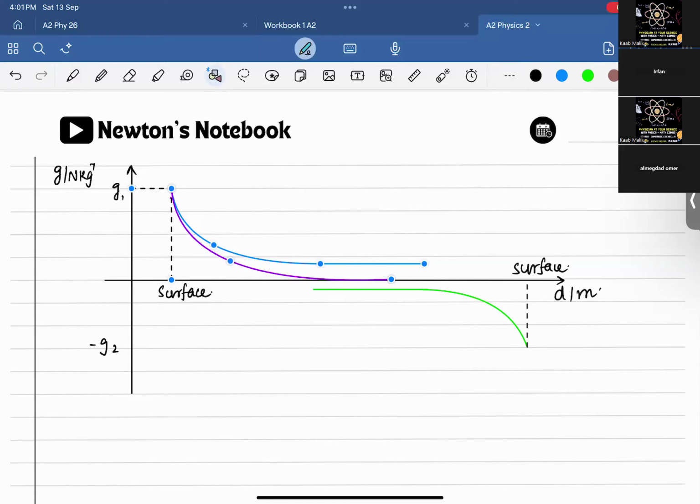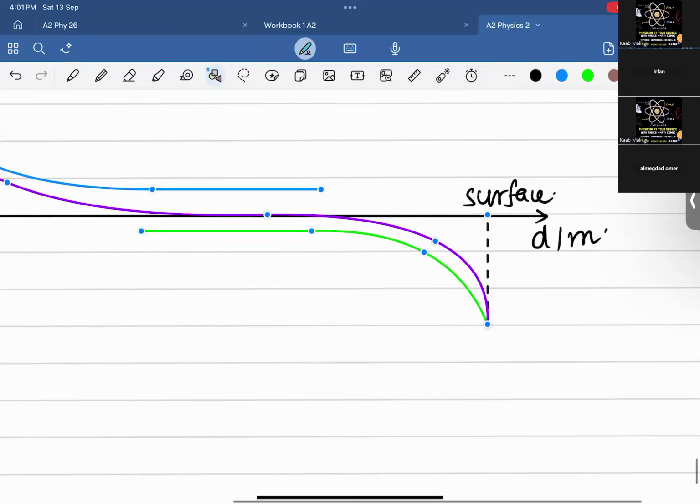Yes, sir. Yeah. Are you saying something? No, no. Okay. Wait, sir. So this, the green, smaller mass? Yes, yes, small mass. Okay.